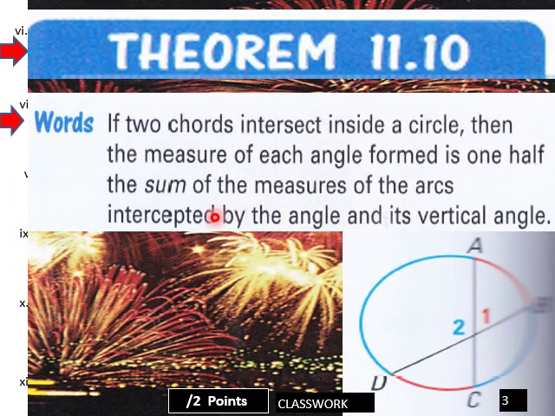Theorem 11.10. If two chords intersect inside a circle, then the measure of each angle formed is 1/2 the sum of the measures of the arcs intercepted by the angle and its vertical angle. So we have an arc here. This is B over here. So AB, and then we have, this is DC. This is a D here, so DC. So you got angle 1 here, then angle 2. These will be vertical angles here.